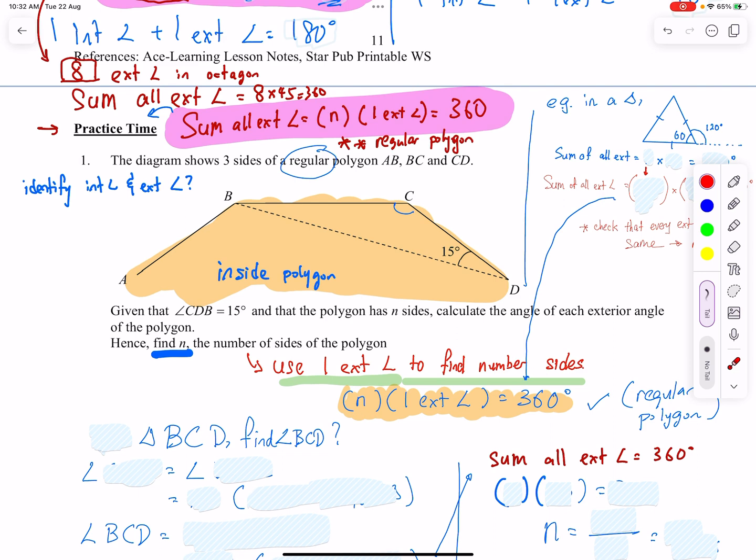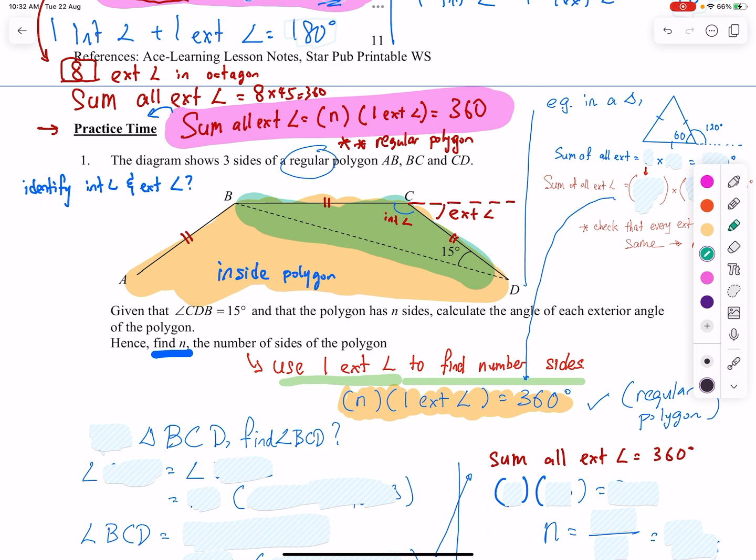How do I find the exterior angle? First, I take out my pen and draw an extension line, and this is the exterior angle. This is the interior angle. Now, a regular polygon means that all the sides are the same. So this length is equal to this length is equal to this length. Now, what do you see in this green triangle, BCD? Do you see an isosceles triangle? So are you able to find one exterior angle?